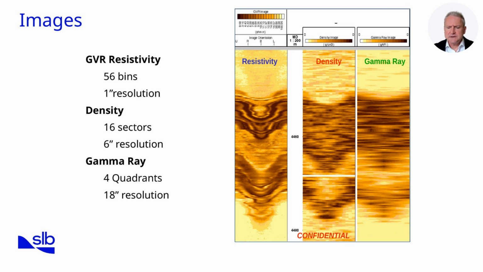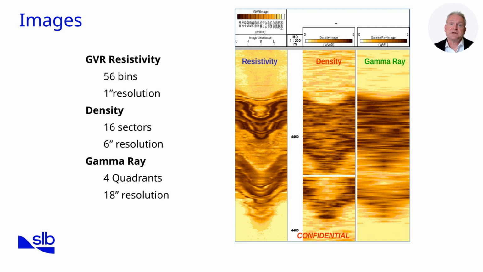Density images are typically resolved into 16 sectors with a resolution of about 6 inches. These help us identify lithological variations and changes in porosity. Gamma-ray images provide broader azimuthal coverage, typically in 4 quadrants with approximately an 18-inch resolution. While less precise, they are useful for detecting shale boundaries and correlating with offset logs.